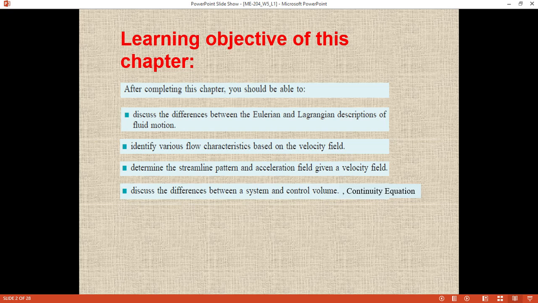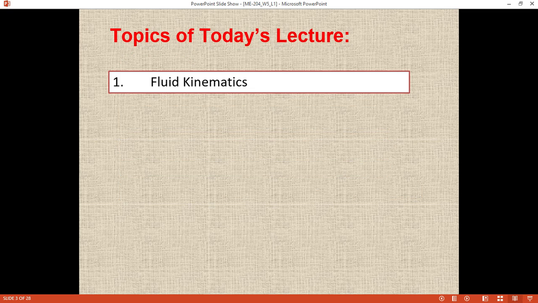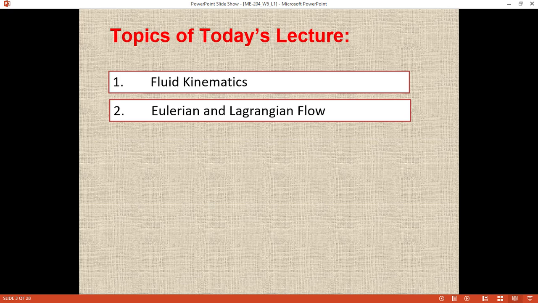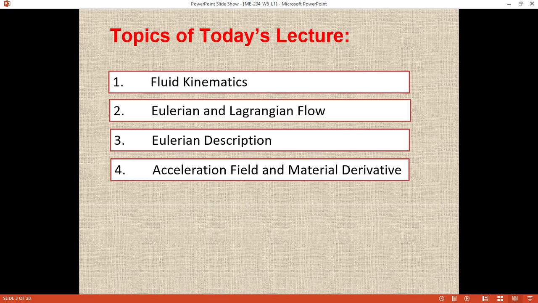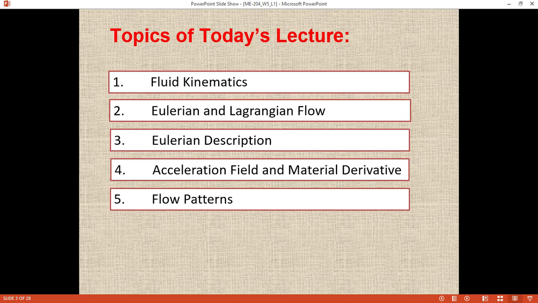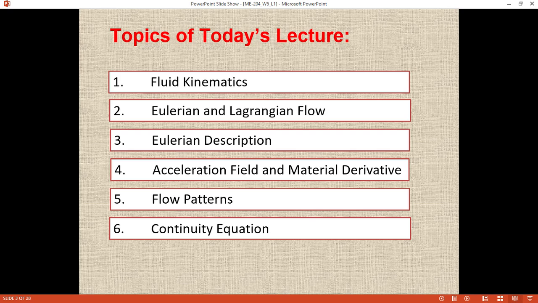and also you will be able to discuss the differences between a system and control volume, and finally you will be able to discuss and derive the continuity equation. So let's see the topics we are going to cover today in fluid kinematics. We will discuss the introduction, the Eulerian and Lagrangian approaches of fluid flow, the Eulerian description of velocity and acceleration fields and material derivatives, flow patterns, and finally we will derive an equation, that is, continuity.